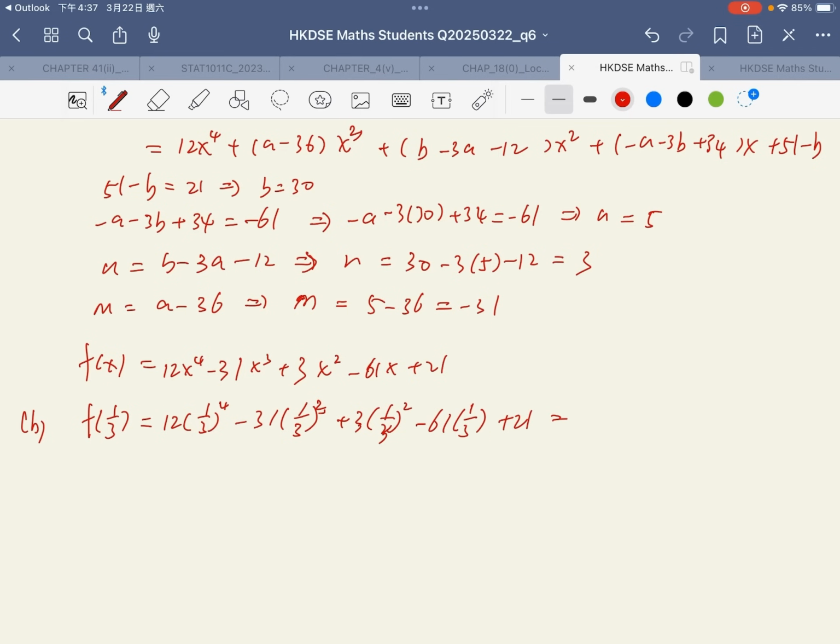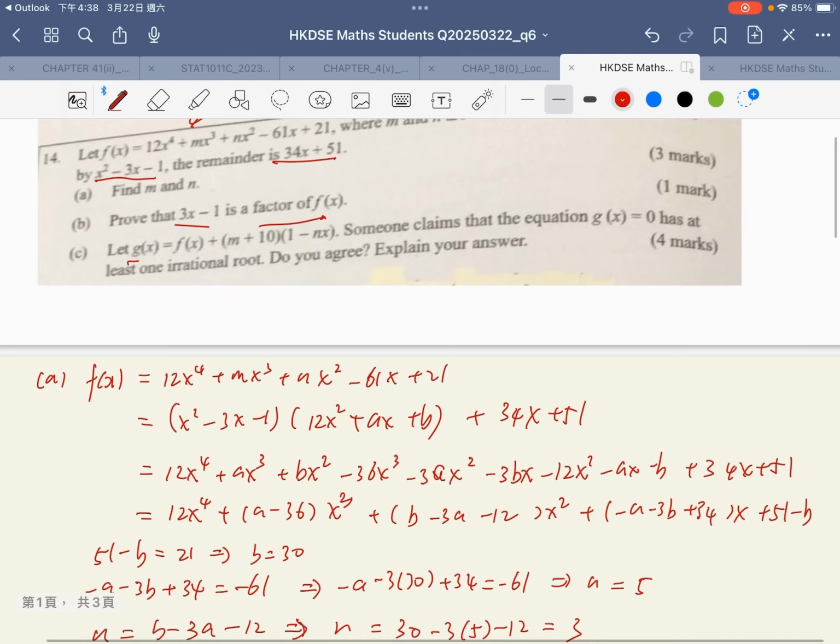Therefore, I don't want to do any calculation, and if you need to, you can do it yourself. It means DIY, do it yourself. Okay. Therefore, you only write down yes, 3x minus 1 is a factor of f(x). Now for the last part, define the g(x) here.